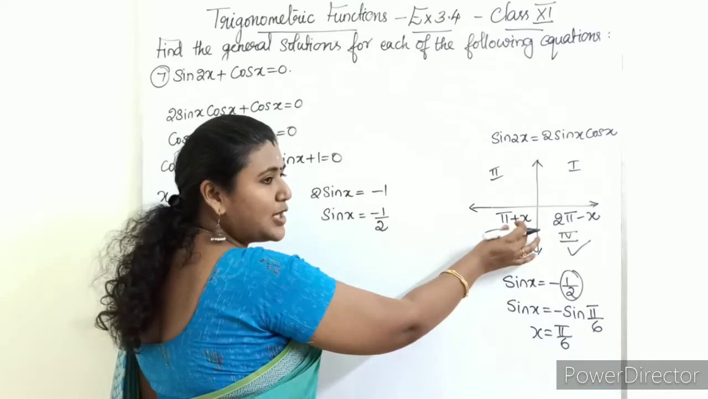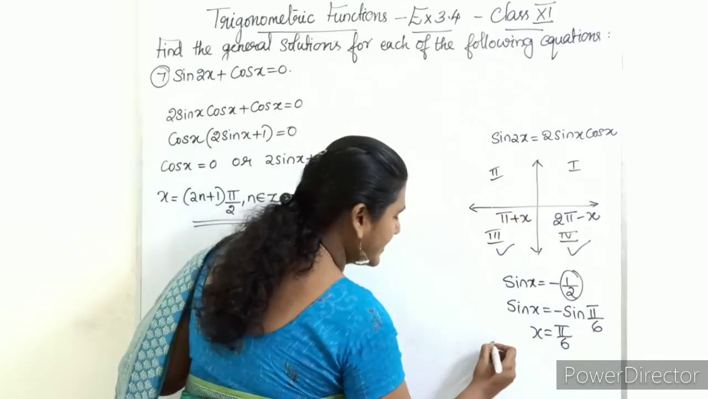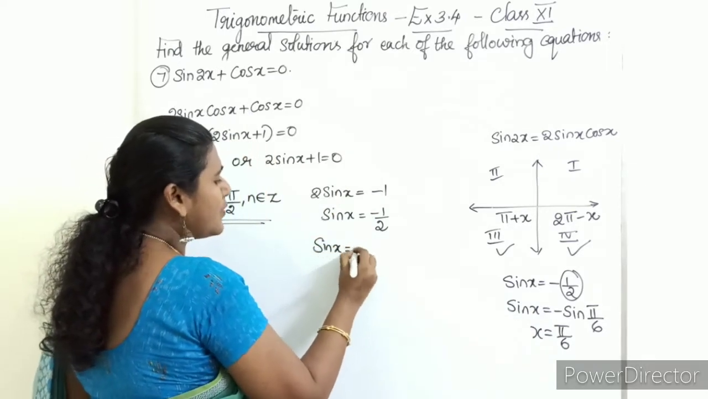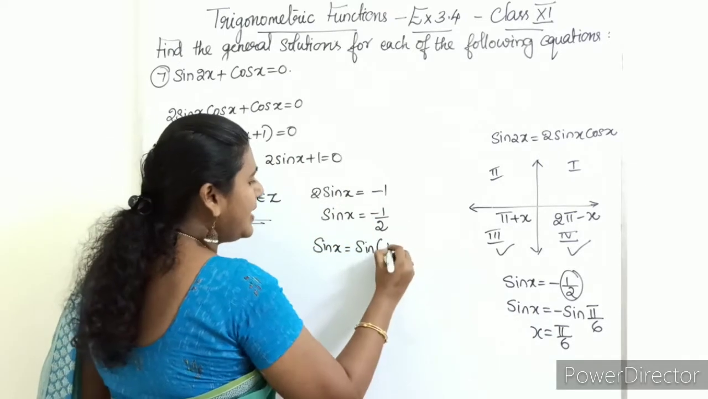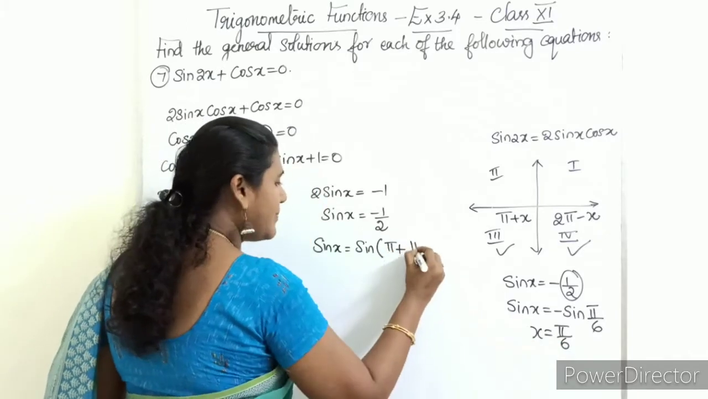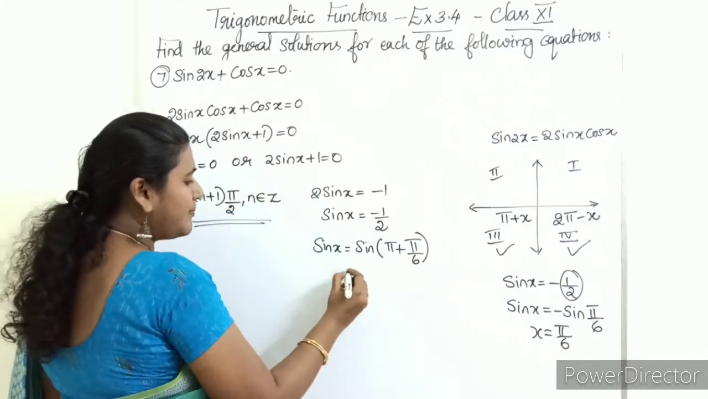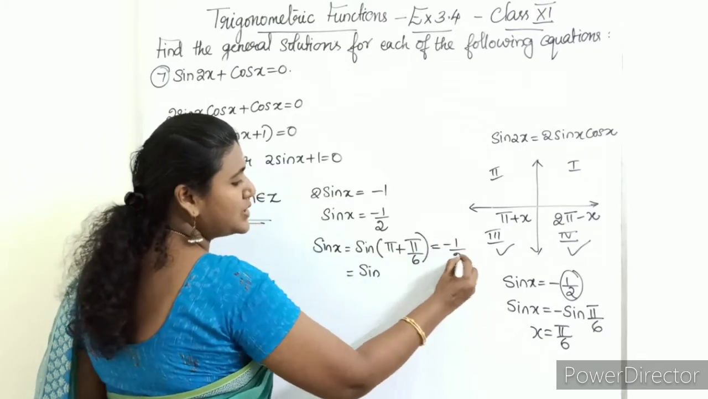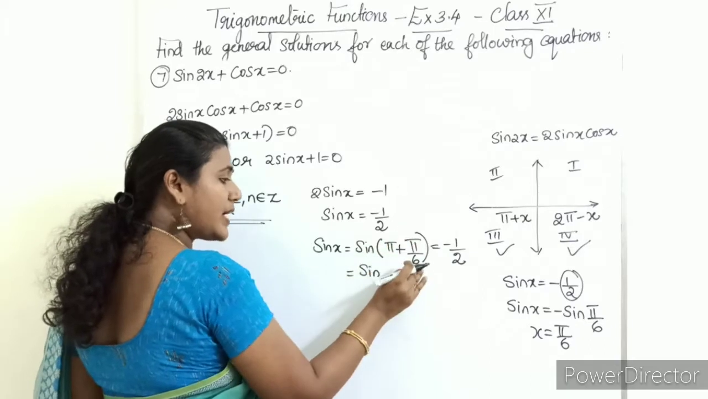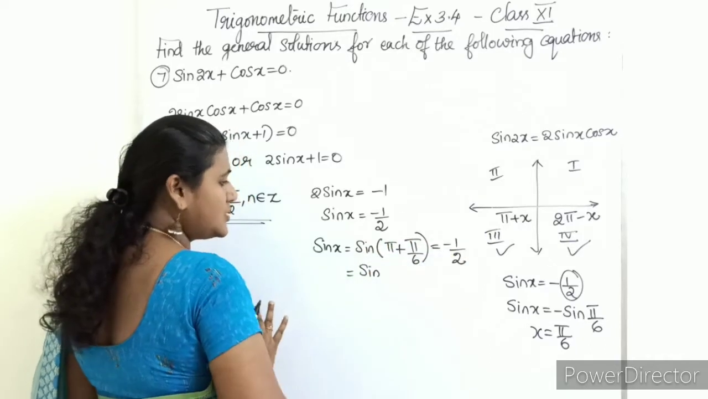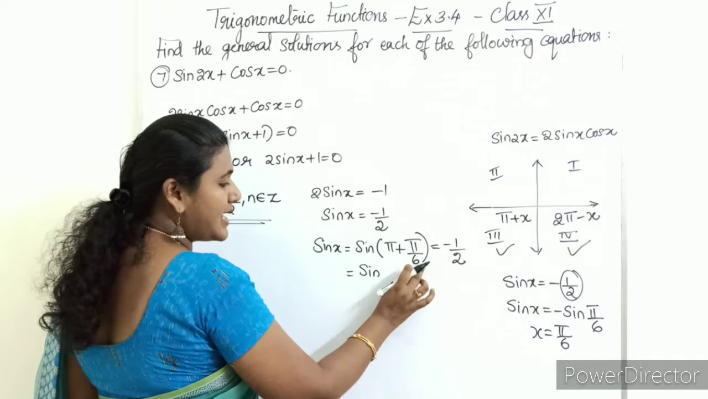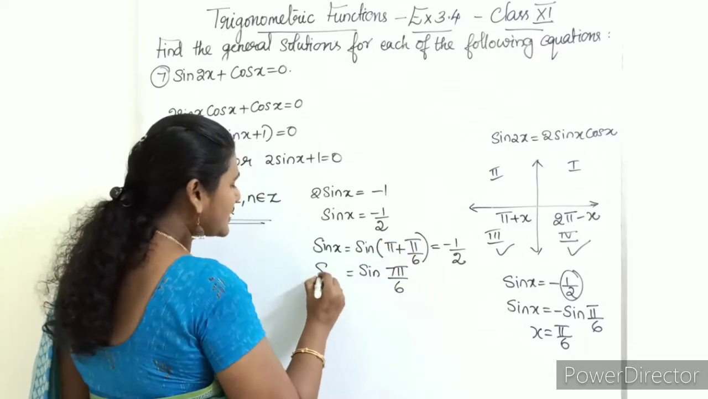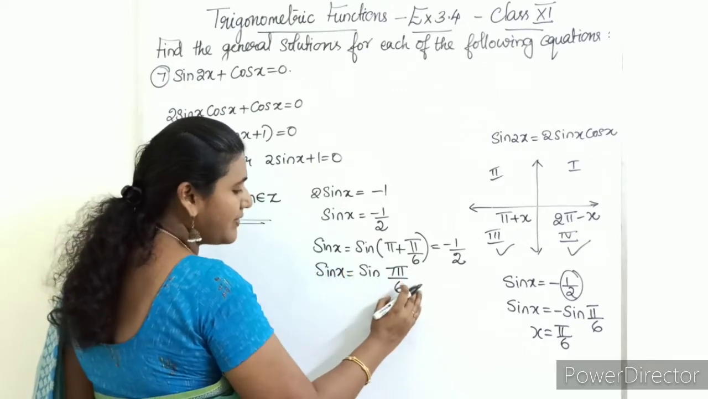Now we will find the angle in the third quadrant. We can write sin x is equal to sin of (pi plus pi by 6), where the value of x is pi by 6. Okay, so this value is nothing but minus 1 by 2 only. Sin (pi plus pi by 6) value is minus 1 by 2. Now we will simplify using LCM. So 6 pi plus pi is 7 pi by 6. So sin x is equal to sin 7 pi by 6.